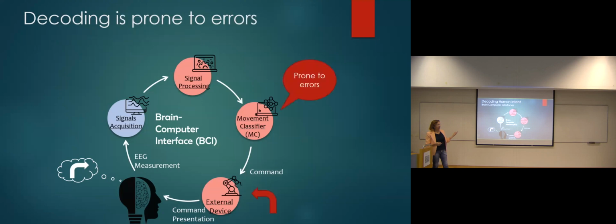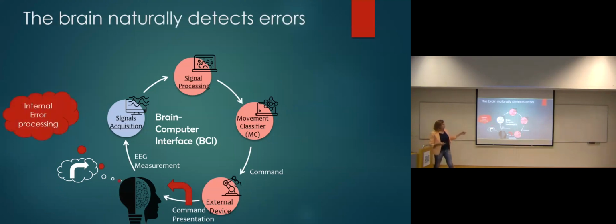the classifier is prone to error because there is a lot of uncertainty about what's going on in the brain. When the person is thinking about moving the hand or even actually moving the hand, he may be thinking about other things at the same time. So there will be a lot of variation from one epoch to another. The point is that if the person thinks about moving to the right, but the system understood that he wants to go to the left, when the person sees it, it causes some internal error processing in the brain.